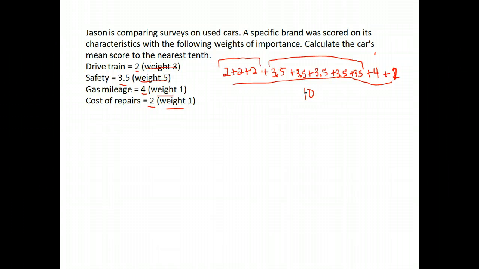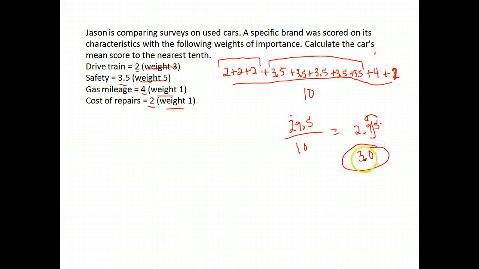Okay, I'm going to go ahead and total the top. When I do that, I get a total on the top of 29.5, and I divide that by 10, and it gives me 2.95. They want me to round to the nearest tenth, which would cut it off here, except that 5 makes me round up, and 9 goes up to 10. We end up with 3.0 when we round up.